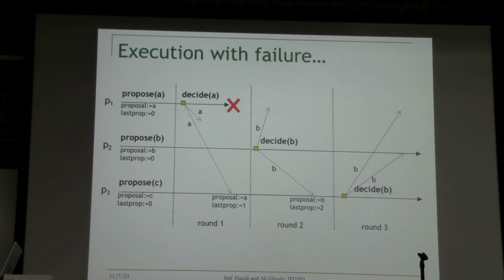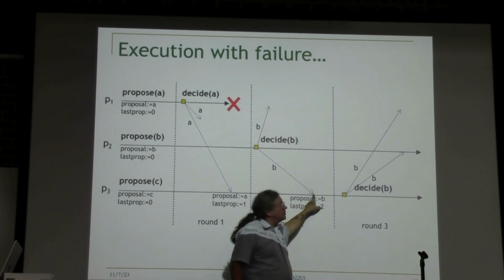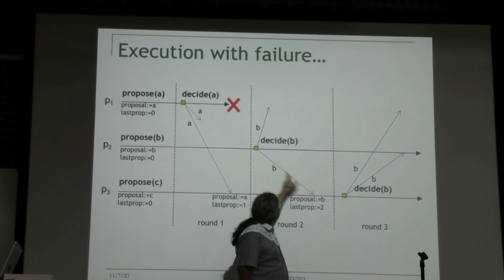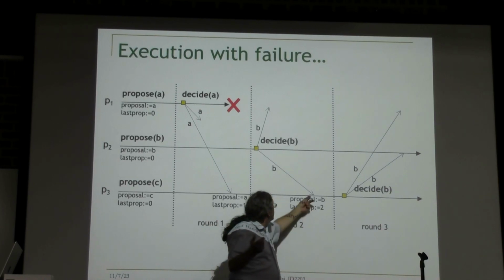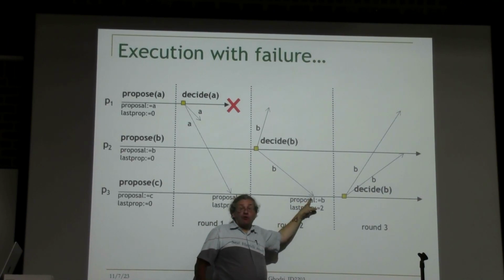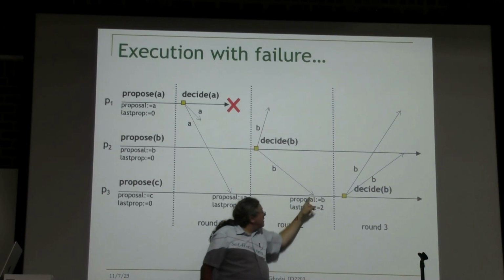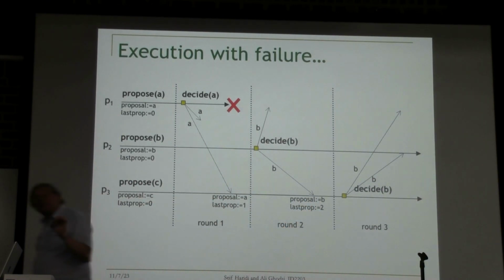Fine. And then P3 will go to round 3 because of this message. It receives this message from P2, and that's how it knows. Now what if P2 crashes? Well, then P3 would have gotten a crash notification that P2 has crashed. So in all cases, P3 knows when it's time to go to round 3. See how it works? So in this case, P2 does not crash.